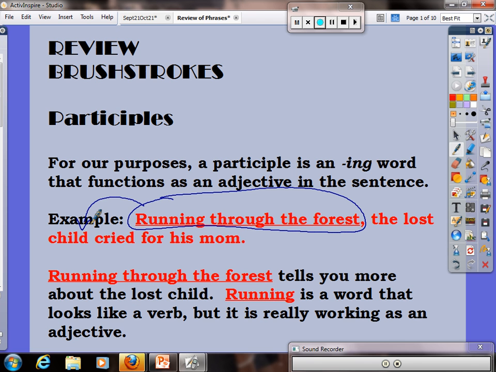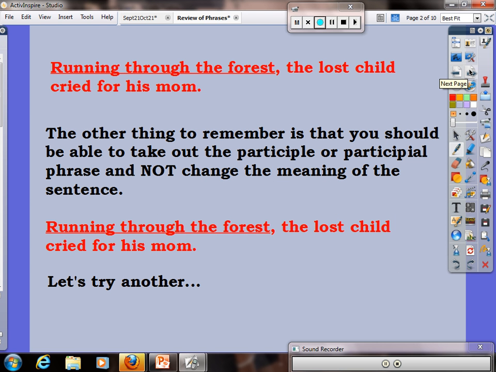It tells you more about this child. Running is the ing word, and it looks like a verb, but it's really working as an adjective because it's describing a noun. So running through the forest, the lost child cried for his mom. The other thing to remember is that you should be able to take that participle or participial phrase out of the sentence and not change the meaning of the sentence.